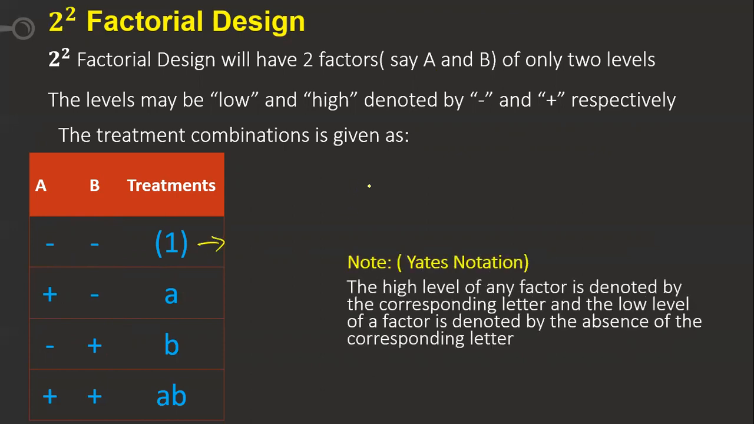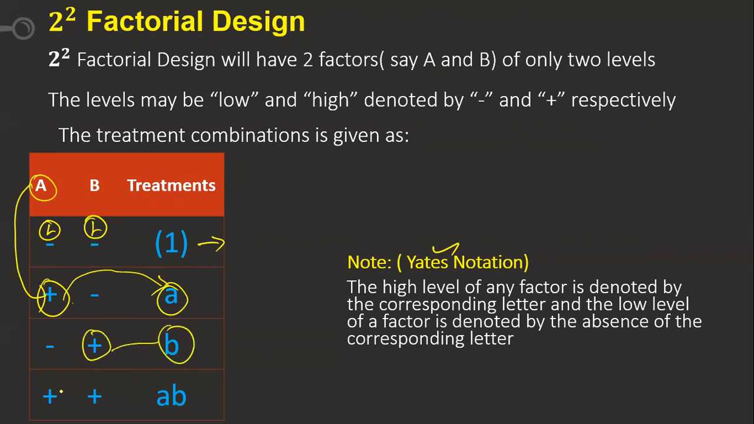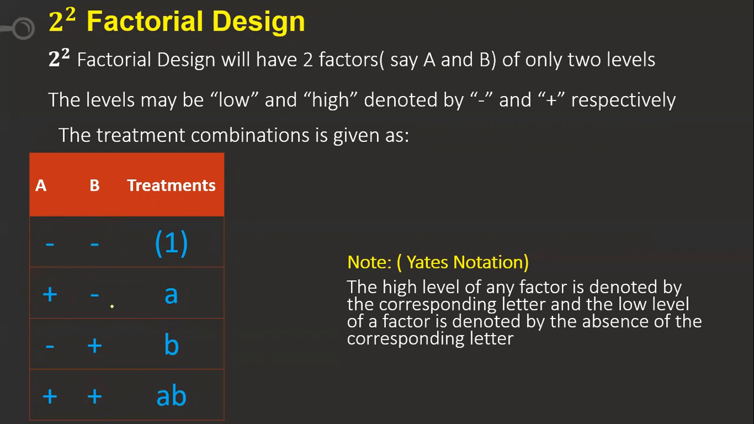This is called the Yates notation. Whenever both are low, I will mark it as 1. Here A is high, and whichever is high will be denoted by the particular letter. A is high, it is denoted by a. B is high, it is denoted by b. A is also high, B is also high, it is denoted by ab. This is very, very important. You have to keep it in mind.